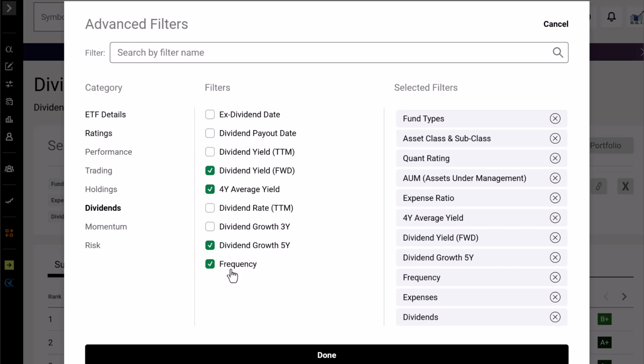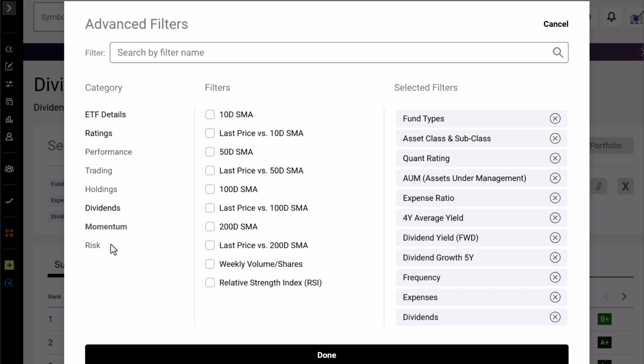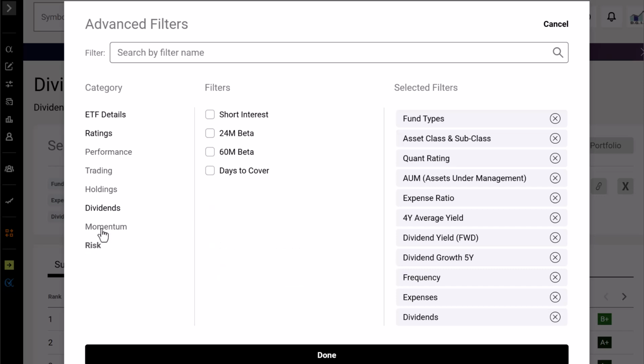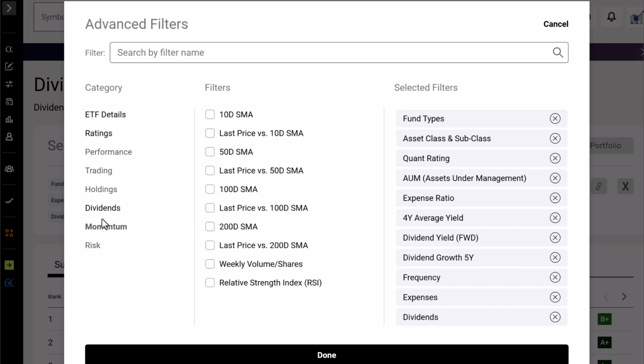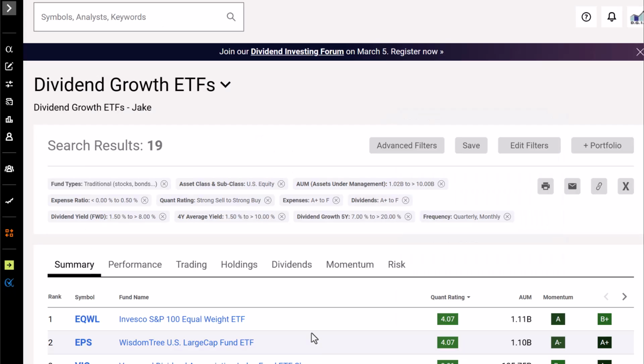Another thing that I want to look at is the frequency. Is this dividend being paid monthly or quarterly? Now, the other filters here are not as important to me. These are more for traders. What I'm looking for is just trying to understand what ETFs are going to fit this criteria.